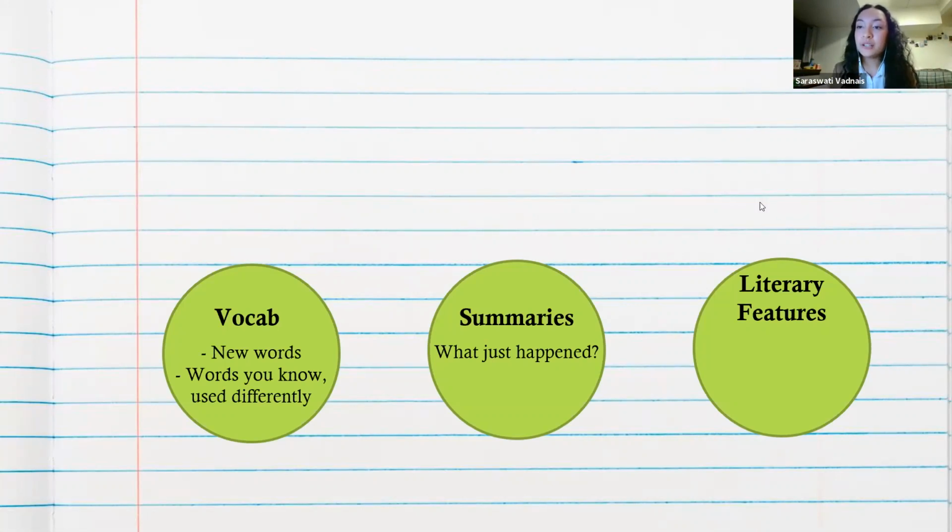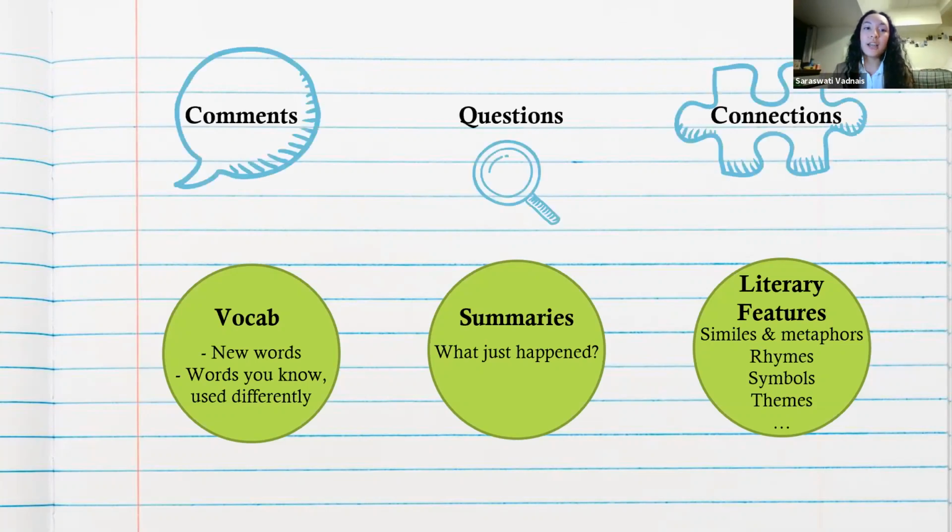And then finally, literary features are really important for when you're looking at a poem or a fiction book. So let me give you some examples here: similes and metaphors, rhymes, symbols, and themes. So once we have those 3 things, we can have a conversation with the text using annotations. And so we'll make comments, we'll ask questions, and we'll make connections, okay?